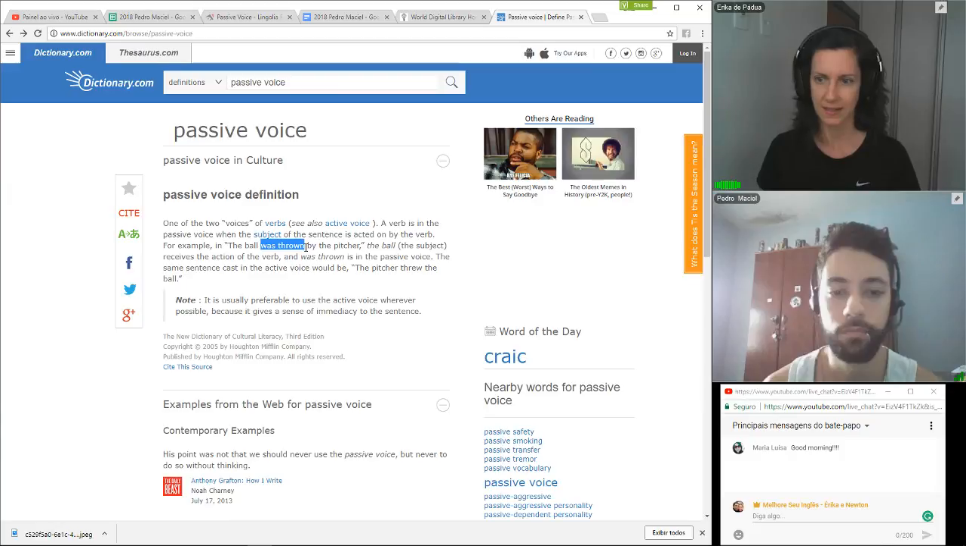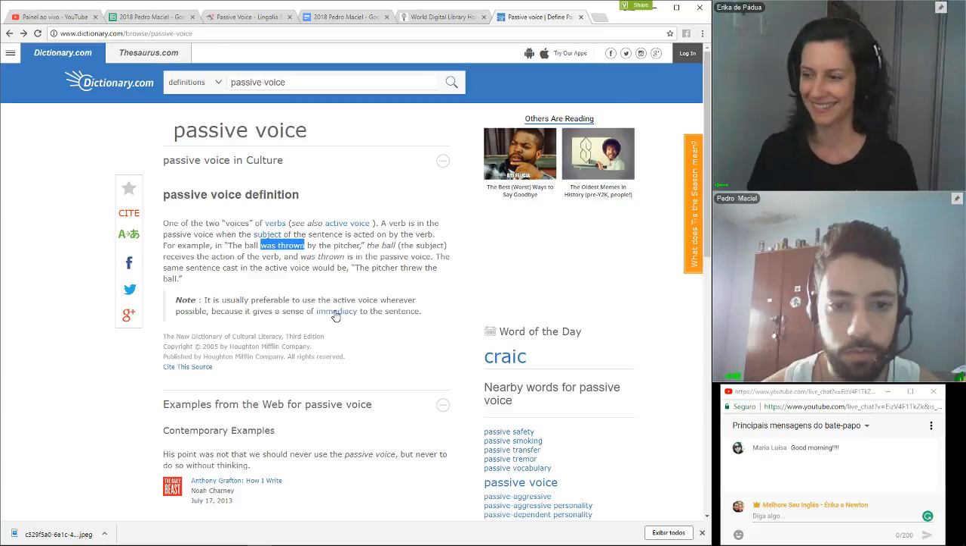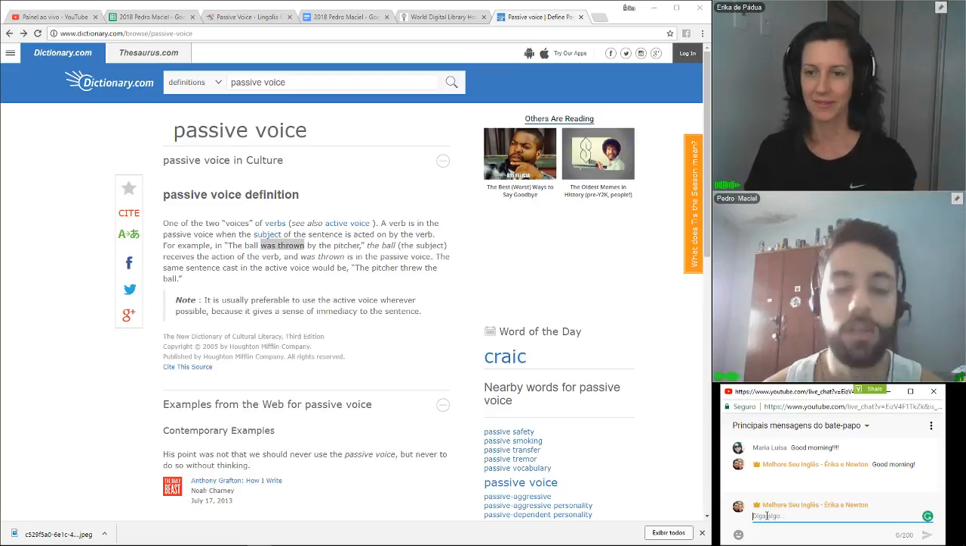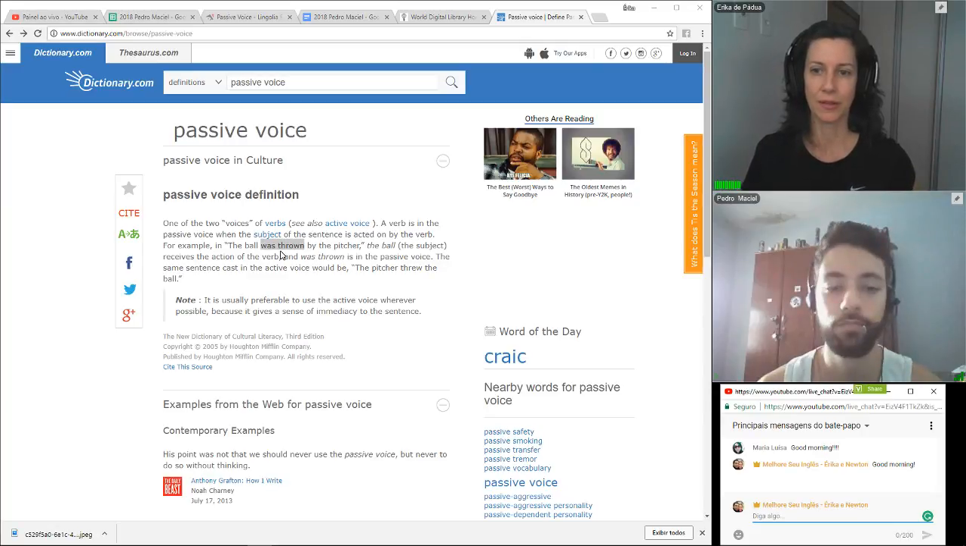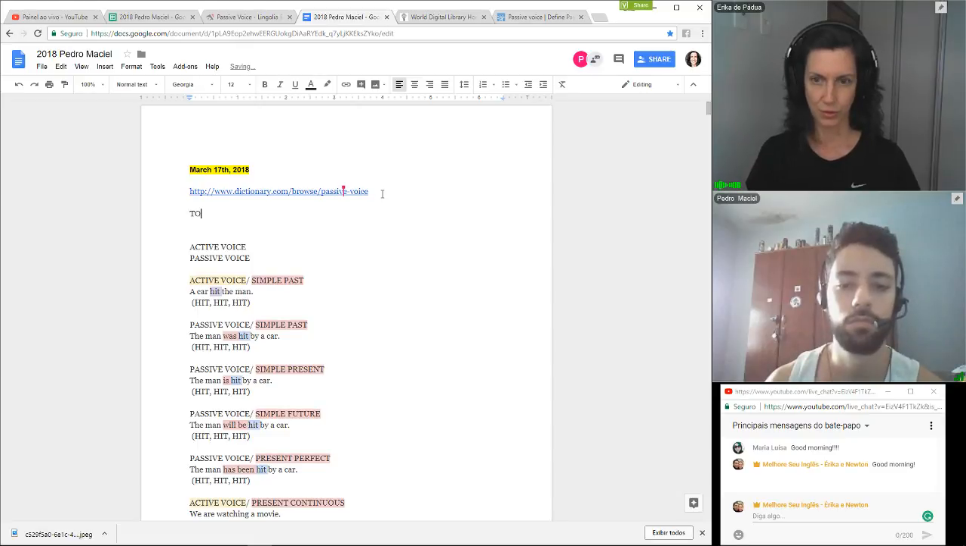What verb tense is this? The ball was thrown by the pitcher. What verb tense is this? Past simple. What is the past simple? You have the verb to be in the past simple, was, and the past participle, thrown. Thrown is the past participle of which verb? I don't know. Let me put it here on the document. So, to throw.